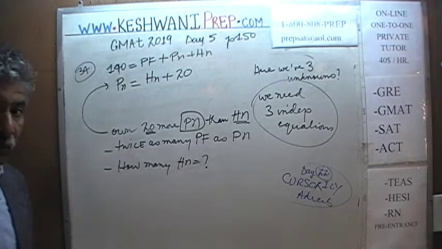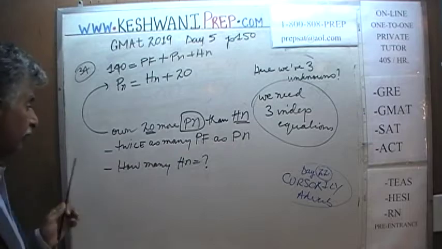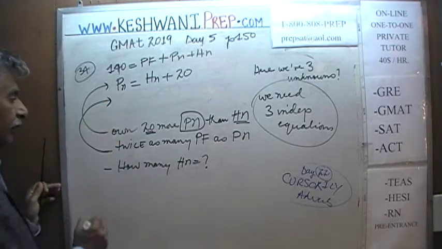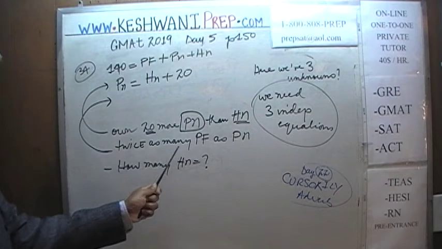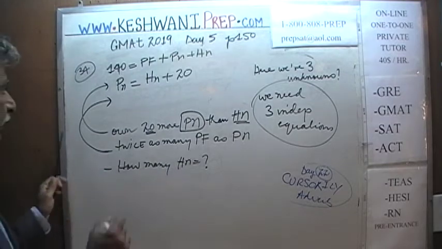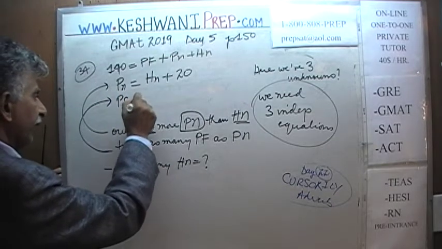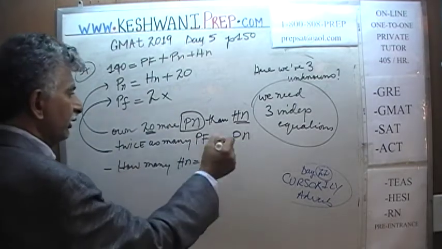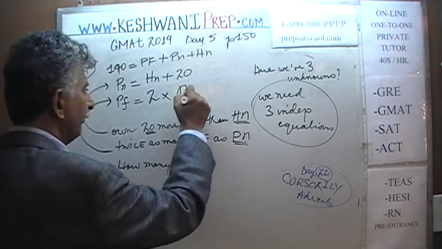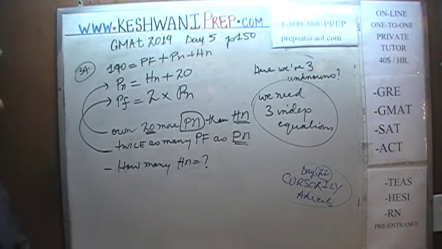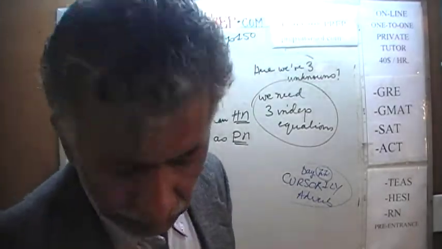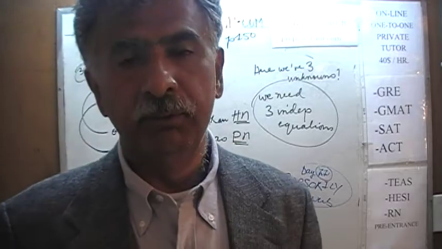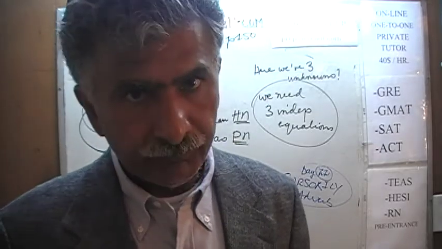Where is the third equation going to come from? We need three of them. Here's the third equation, right here. It tells us we have twice as many paperback fiction. In other words, the number of paperback fiction that we have is 2 times the number of paperback nonfiction we have. There you go. We have our three equations. Let the show begin. Now we can start the show. All right? Here we go.